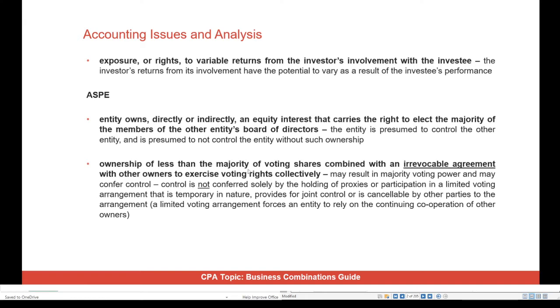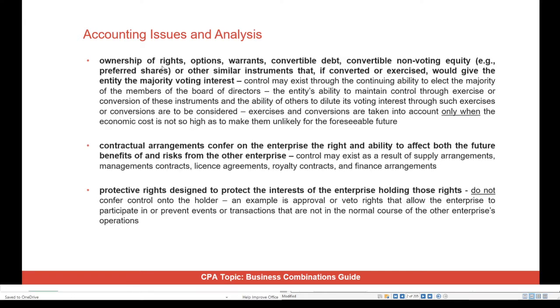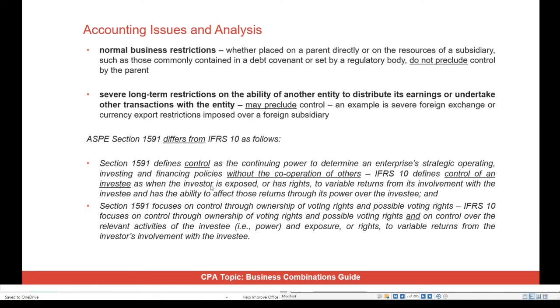Irrevocable agreement with other owners to exercise voting rights, again, conversion option, ownership of rights, options, conversions, contractual arrangements, and protected rights. So you can see, who controls the power, how do they control it, and really the analysis, what you've got to pay attention to is the case facts to help support that analysis, and you're using the handbook guidance. I don't think you have to quote the handbook specifically for this. You're just pulling in the case facts to help support who has the power and the control, okay?